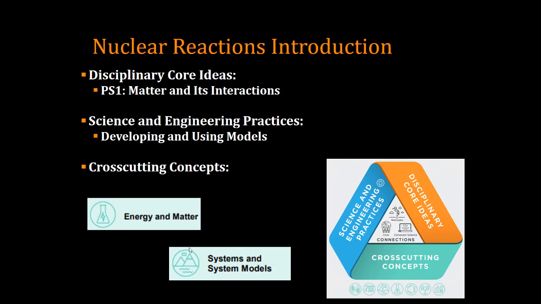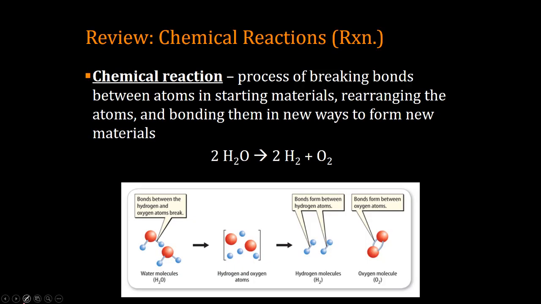Hello everyone. In this lesson we're going to talk about nuclear reactions and see what happens in them and how they're different than chemical reactions. So, quick review. A chemical reaction occurs when two atoms bond or break bonds and form new bonds.